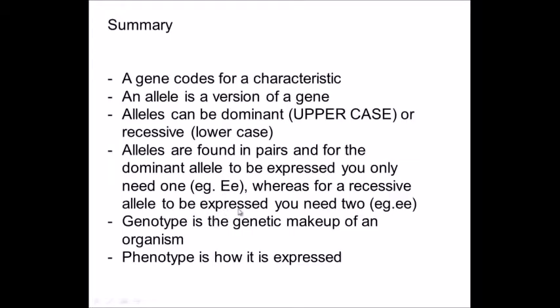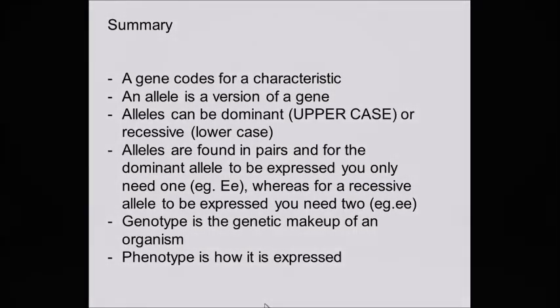Whereas with the recessive allele, you need both there in order to be expressed. So small e, small e. Your genotype is the genetic makeup of an organism, so it's this code, so big E, small e, or small e, small e, and the phenotype is how it's expressed. In this example, you either have attached earlobes or unattached.